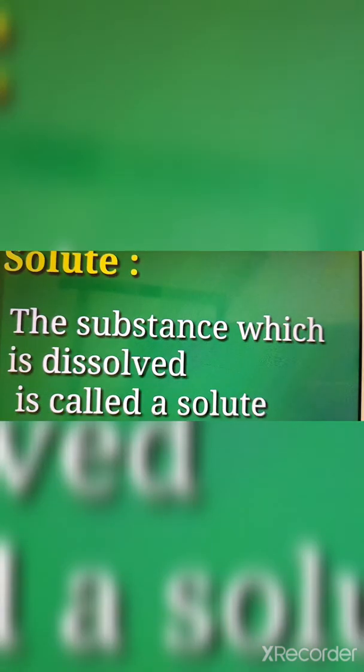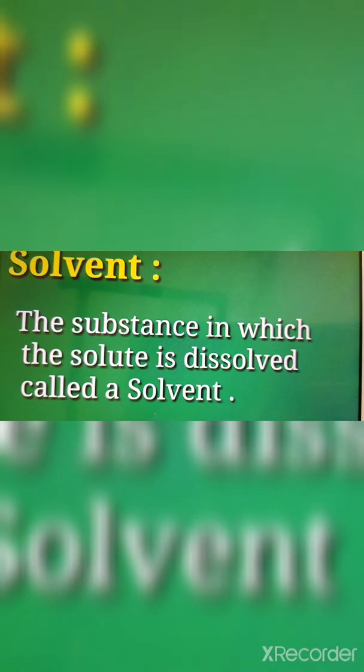Fine. Okay, our next point is solute. What about the solute? The substance which is dissolved is called a solute. We will take the example of these things, that is solubility, solute, solution and solvent. First of all, we will learn about this. So the solute is the substance which is dissolved. Now come to the next point, that is solvent. So the substance in which the solute is dissolved is called a solvent, right?